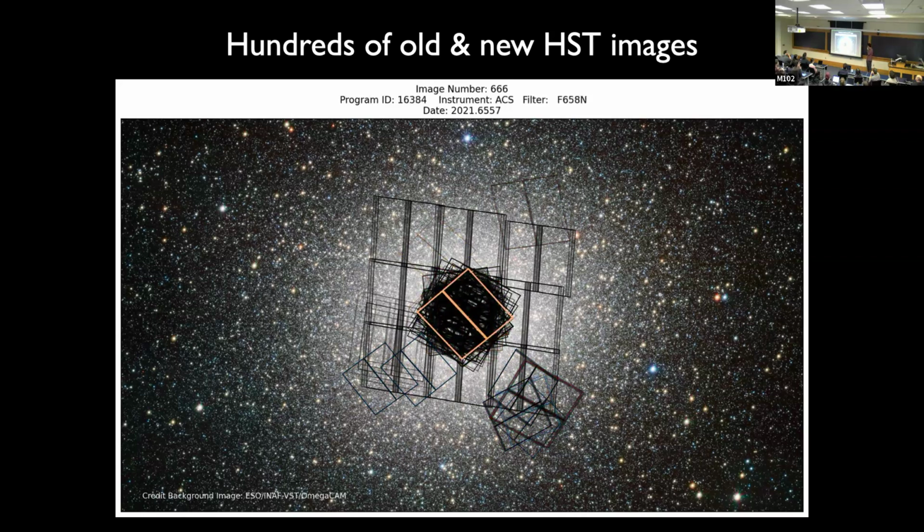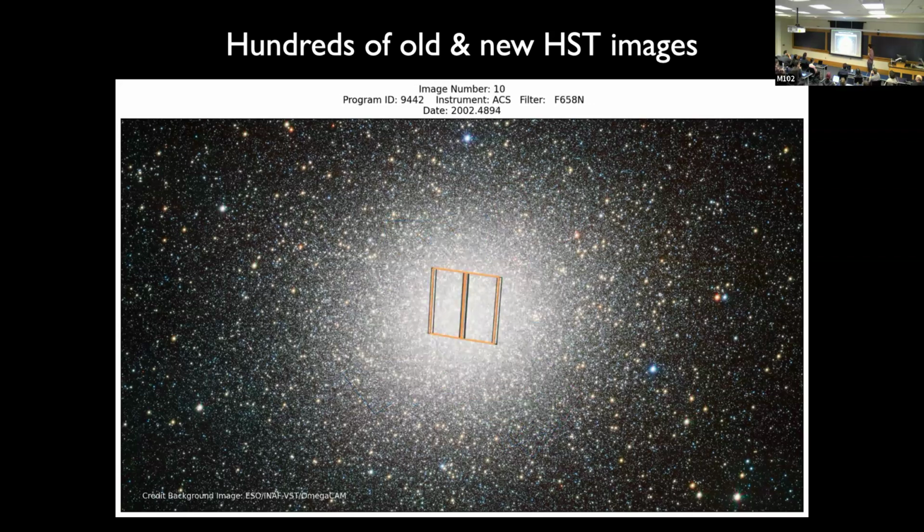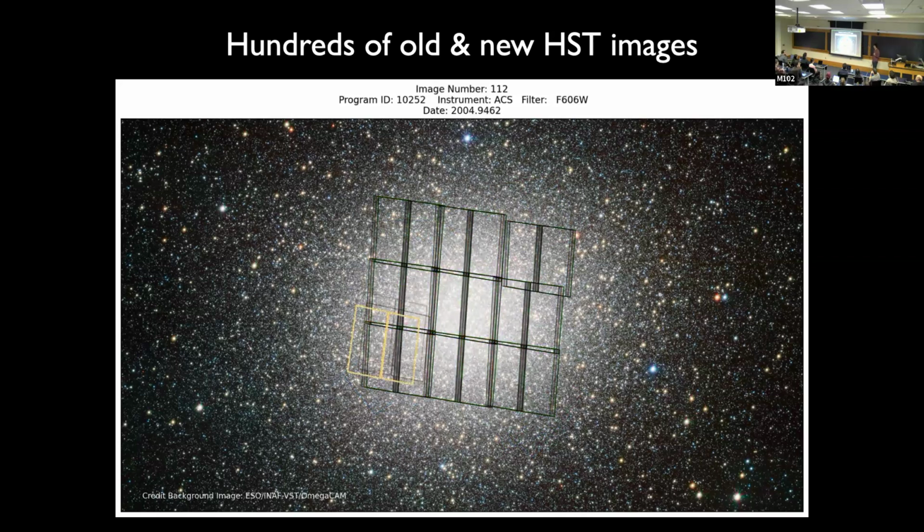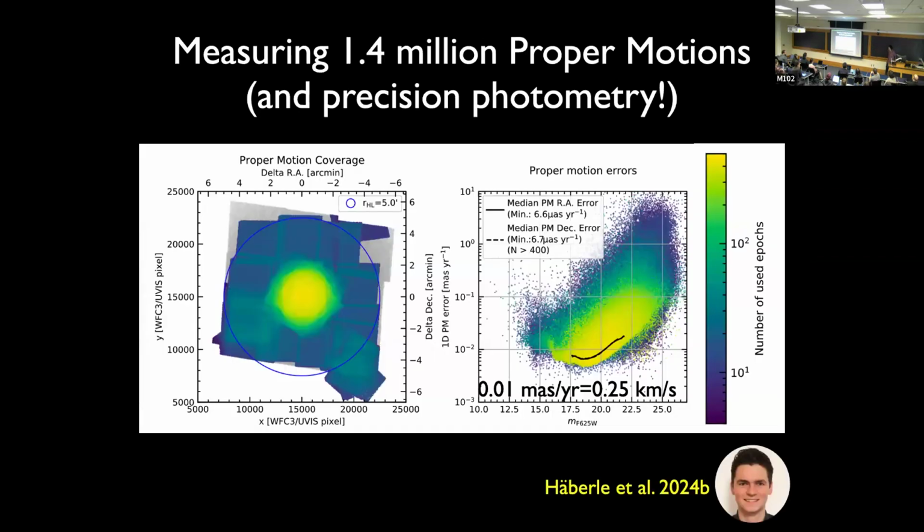And so every image you see here, there are over 1,000 images of this central region. At the very center, there are 500 separate images. So it's a really unique data set. It's one of the most imaged places in the sky, and it has a very nice long time baseline as well. And this means that we can derive proper motions for many stars.